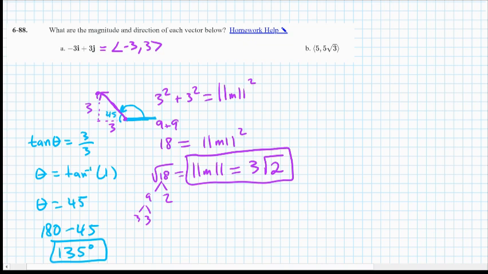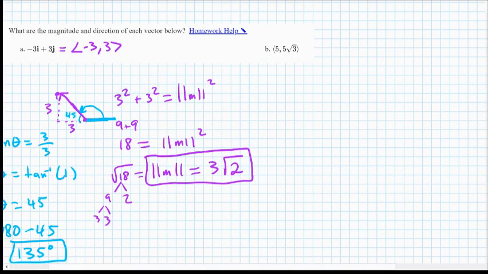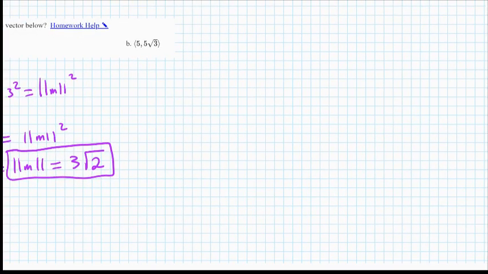Okay, second one here is given already as a vector, and I'm going to go ahead and draw this out. So it's not going to be perfect, but just bear with me here. So it's going 5 to the right, 1, 2, 3, 4, 5, and then 1, 2, 3, 4, 5, and a little bit because that's 5 root 3. So to draw this out, we got 5 root 3, and I'm asked the magnitude and direction.